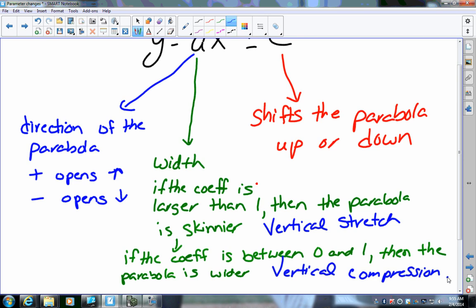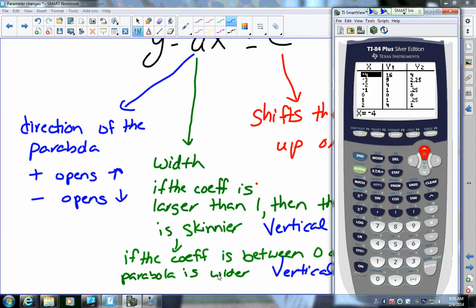Now on these equations, you guys are going to have to look and compare what's the same, what's similar, what's different, that type of thing, and what's happening to your parabolas. That's what they're going to ask you to do. But these are the attributes that you need to know.